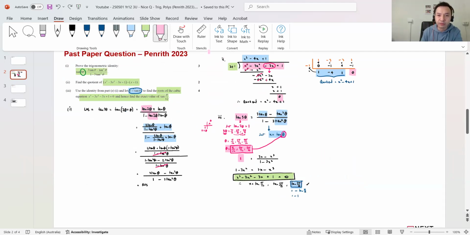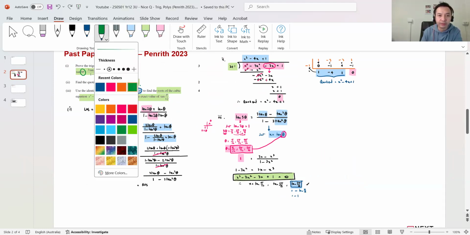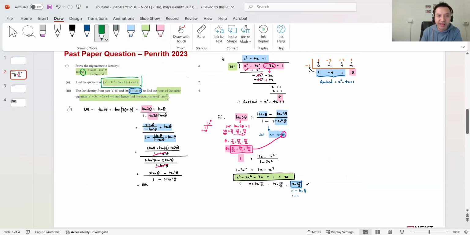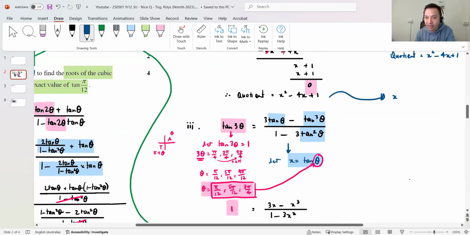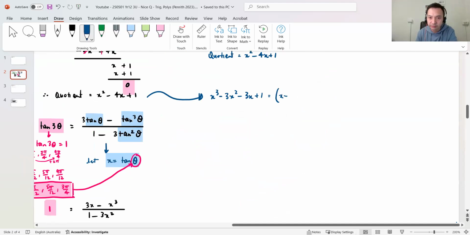They made me do the division of polynomials in part 2 because whatever answer that is helps me factorize this. If I wanted to solve that green box, I now know from my division of polynomials that the original polynomial, x cubed minus 3x squared minus 3x plus 1, factorizes to (x plus 1)(x squared minus 4x plus 1).